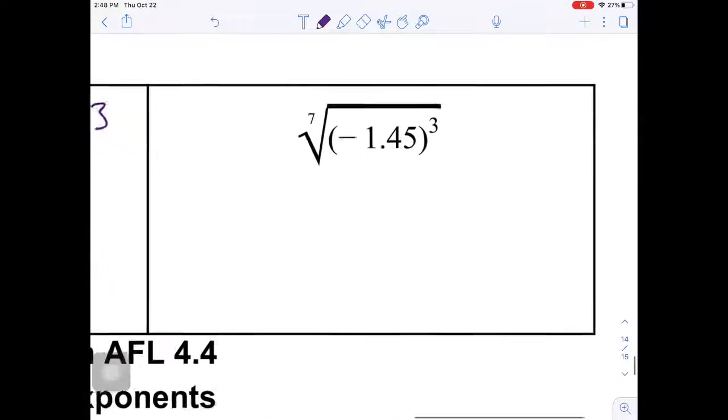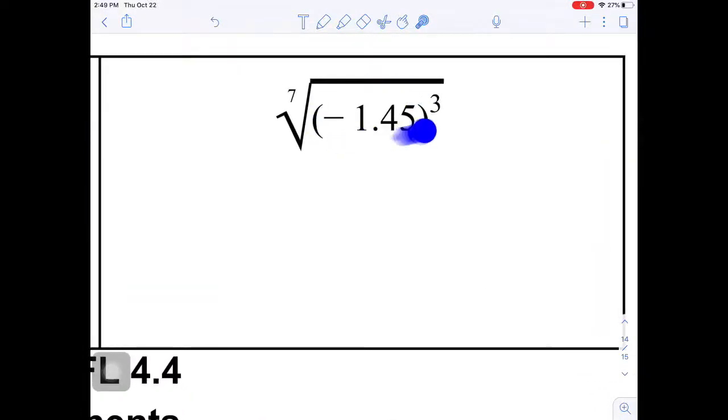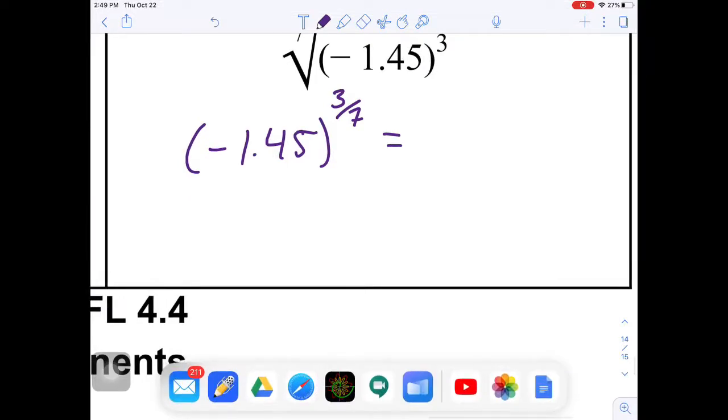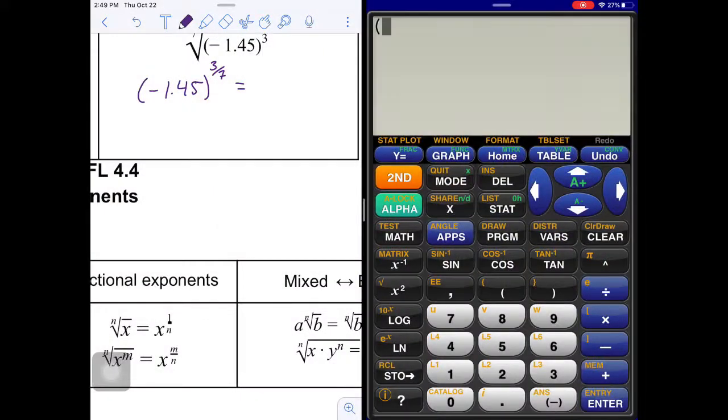Let's look at this last one here. So how am I going to plug this into my calculator? I notice that I have a 7th root of negative 1.45 to the power of 3. Plugging this into my calculator will be much easier if I show it as a fractional exponent. So recognize I keep the brackets around my number. My power will become the numerator of my fractional exponent, and my index will become the denominator. So now I really have to just be aware of my brackets. So this will be bracket negative 1.45 bracket to the power of, and I'm going to bracket 3 over 7.